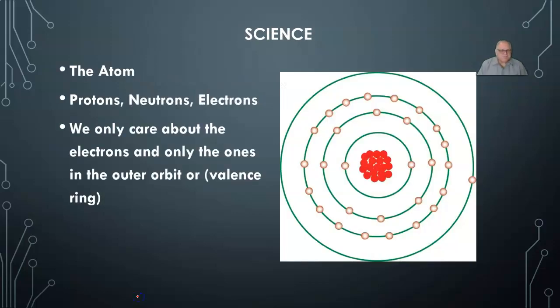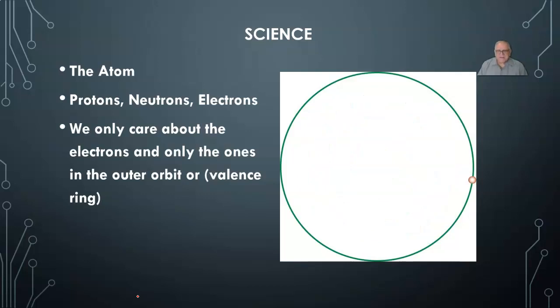So the atom is made up of protons, neutrons, and electrons. Does that remind you of 4th grade at all? But the only ones that we care about are the electrons. And of the electrons, the only ones we care about are the ones in the outer orbit, also referred to as the valence ring.